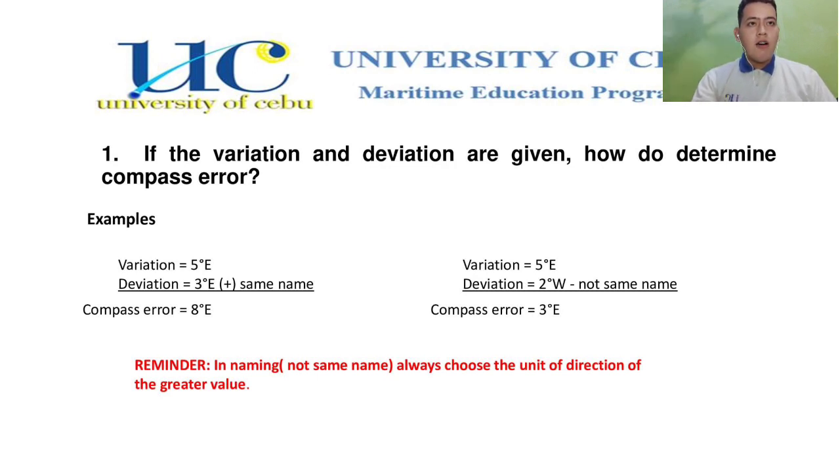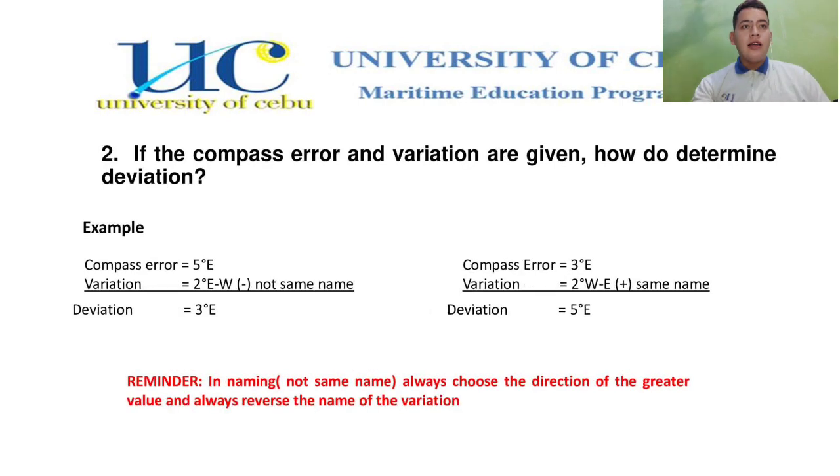So let's have our one example. We have a variation of 5 degrees east and a deviation of 3 degrees east. Since they have the same unit of direction, we're going to add both values. That's why we have the final answer: compass error is equal to 8 degrees east.